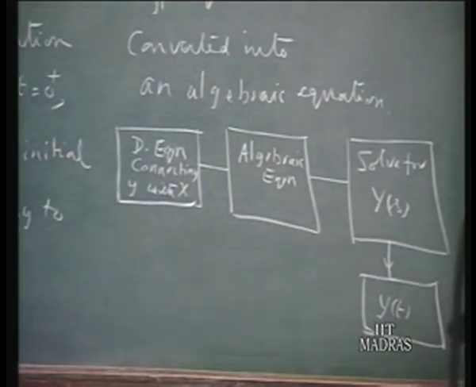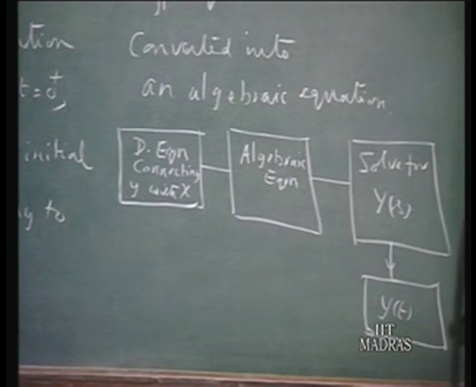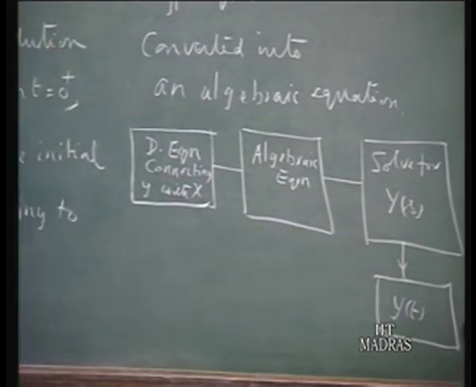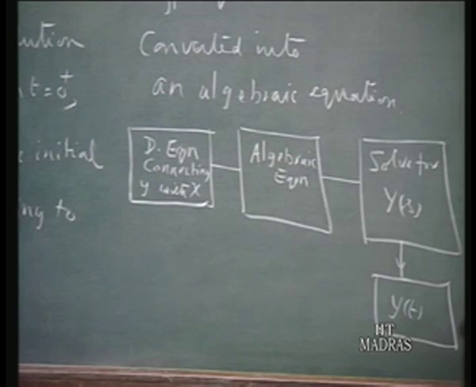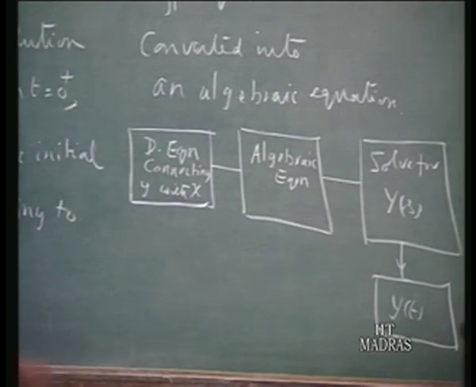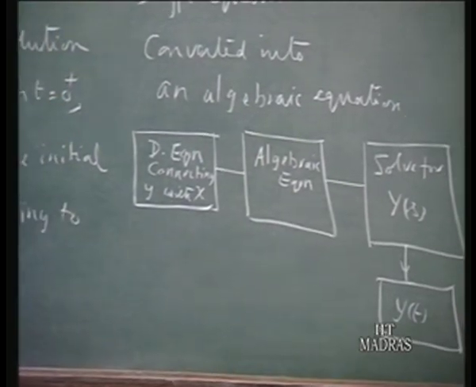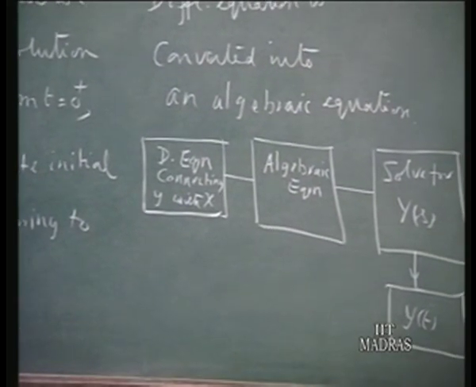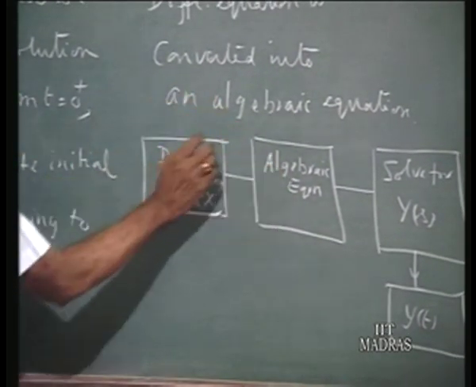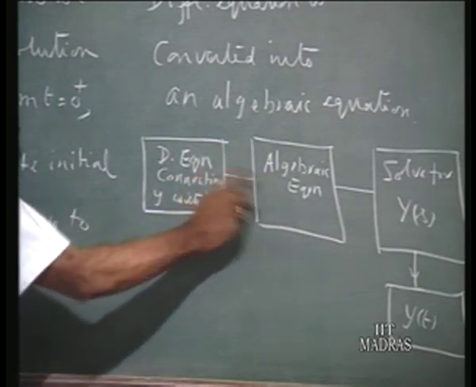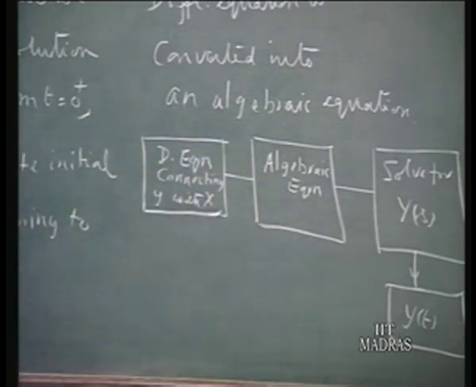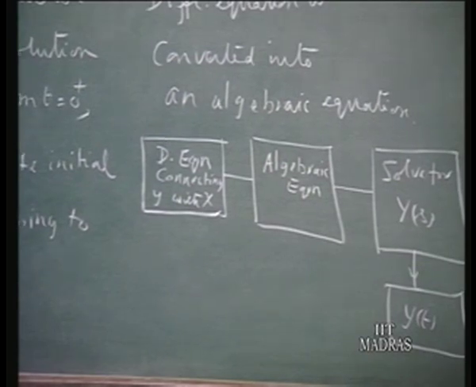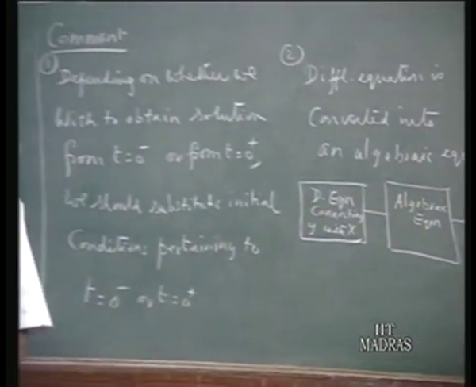You form the differential equation, convert this into an algebraic equation by Laplace transforming every term in the differential equation, then solve for the appropriate quantity which you are interested in. In our case it is I of s, in general it is a quantity Y of s, and find out its inverse transform y of t. The fact that the initial conditions are substituted even at the stage of finding out the algebraic equation means that there is no separate requirement for the evaluation of initial conditions as we would have in the classical differential equation approach.